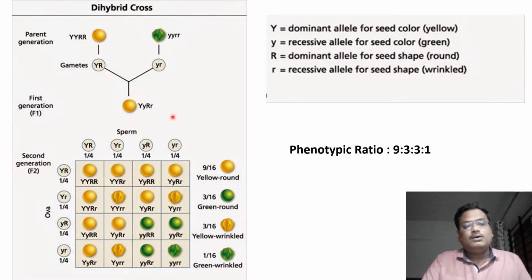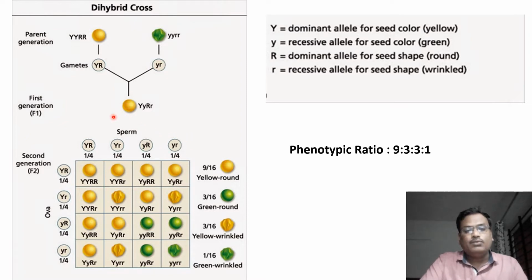Now to understand the gametes, we are going to use this square, because unlike the monohybrid cross, we cannot directly write. Here each plant is going to produce four different kinds of gametes. This F1 plant is going to produce a gamete with capital Y, capital R, another gamete having capital Y and small r, and another gamete with small y, capital R, like this.